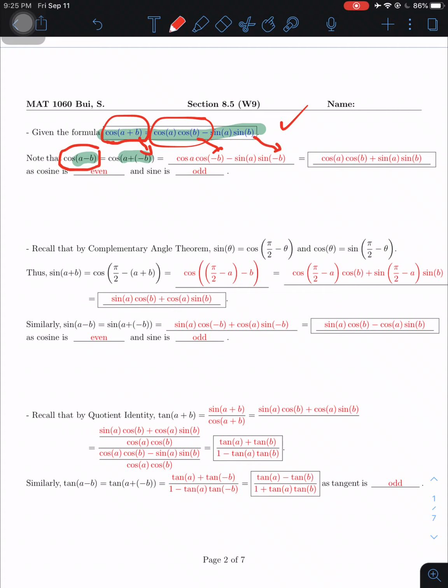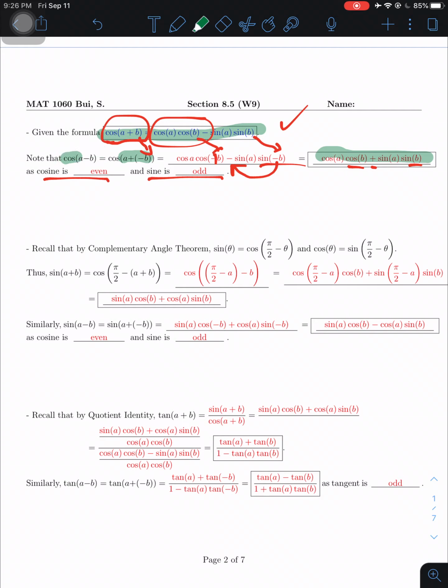Minus is minus, okay? And we know that cosine is an even function and sine is an odd function. That's why for cosine, we're going to cancel this negative and it will just be positive b in there. And then for sine here, we're going to bring out the negative in front, and that becomes a positive. And then for the inside of the second term, we're going to have sine b, okay? And this one is the second formula, the difference angle formula of cosine, okay?